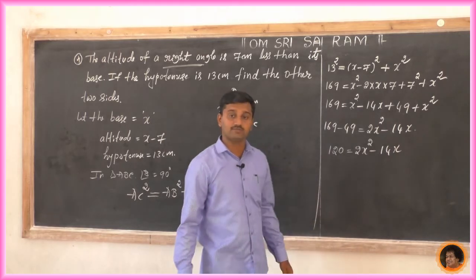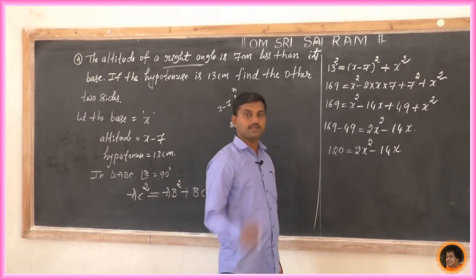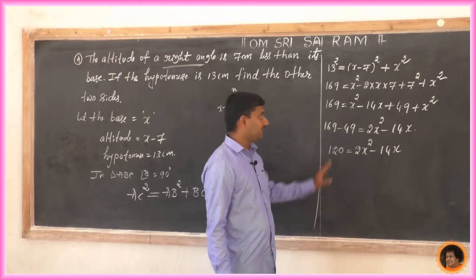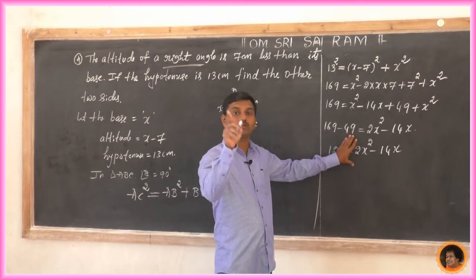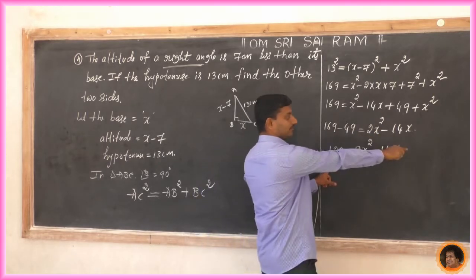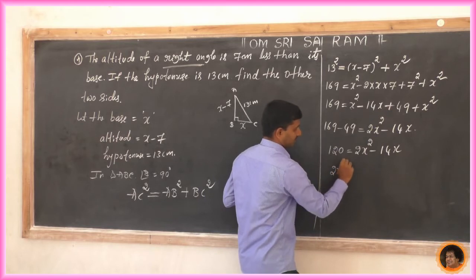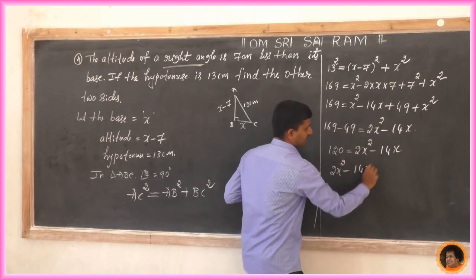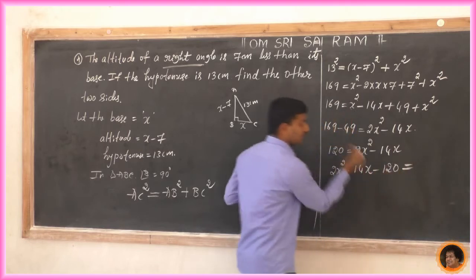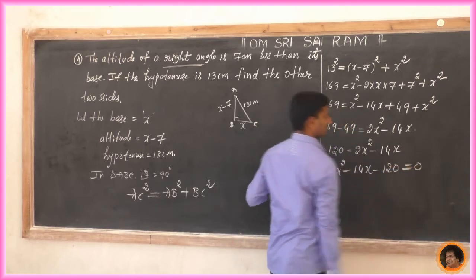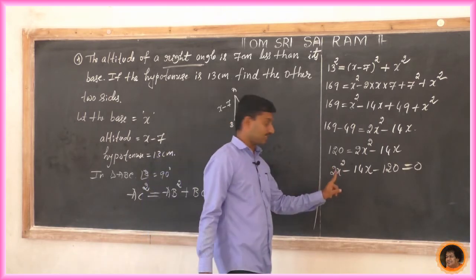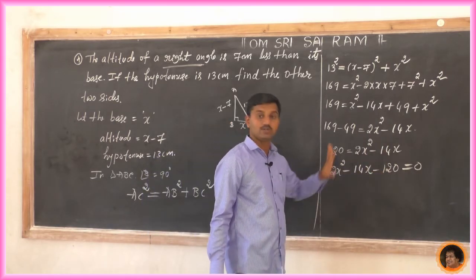So what is the standard form of the quadratic equation? ax square plus bx plus c equal to 0. Write the given equation in the form of ax square plus bx plus c equal to 0. So we have to transpose the constant term. So 2x square minus 14x minus 120 equal to 0. So this is the standard form of the quadratic equation, ax square plus bx plus c equal to 0.